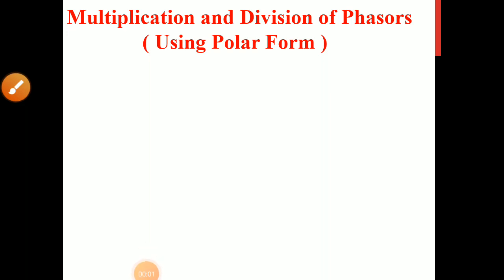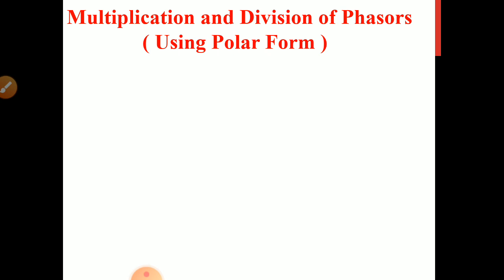Multiplication and division of phasors. Here we will be using polar format. For addition and subtraction of phasors we have used the rectangular form. So we find addition and subtraction is easy in rectangular form. Similarly, division and multiplication is easy in polar form.